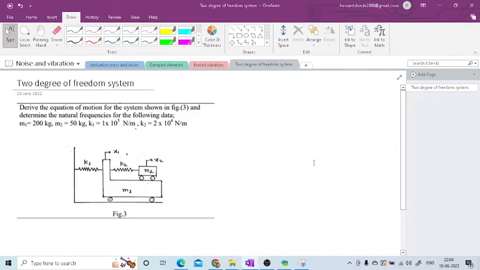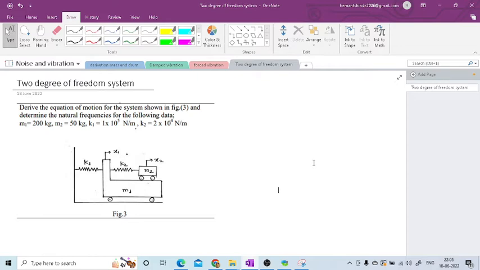Hi friends, in this session we are going to solve one numerical on a 2 degree of freedom system. The steps that we are going to use to solve the numerical are similar to the derivations of a 2 degree of freedom system. The numerical is nothing but the derivation. Finally, at the last step, we are going to put the values of the masses and spring stiffness, and we will get the answer. Otherwise, this problem is nothing but the derivation of a 2 degree of freedom system.